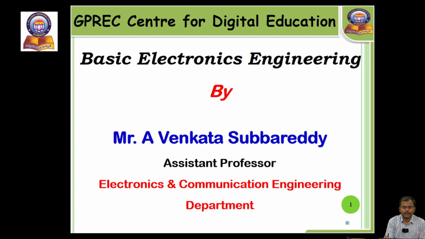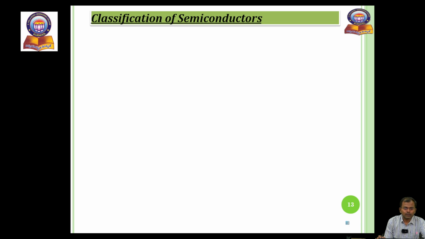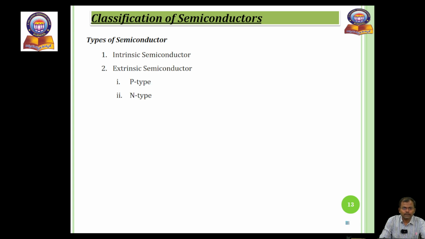Pullareddy Engineering College. So, in basic electronics engineering, in the previous lecture, we discussed types of materials. In continuation with that, we will discuss semiconductors in detail. In this session, I will discuss the classification of semiconductors. There are two types of semiconductors. One is called the intrinsic semiconductor and the other is the extrinsic semiconductor. In the extrinsic semiconductor, there are two types: one is the p-type semiconductor and the other is the n-type semiconductor.